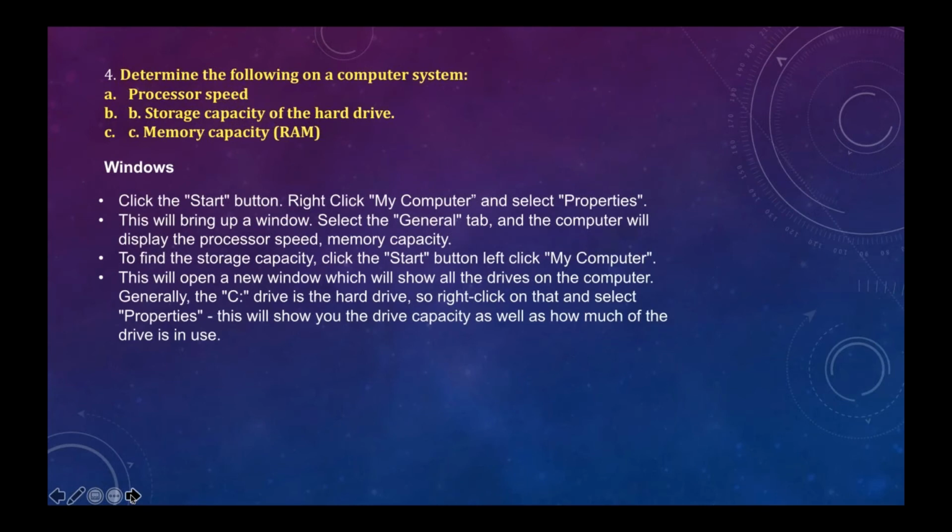And then determine the following on a computer system: processor speed, storage capacity, and the hard drive and memory capacity. So for Windows, it's a simple technique that you need to use. You click the start button, and then you go to my computer, select properties, and then it will give you a tab that can show you the processor speed, the memory capacity. And to find the storage, you also click the start button and go to my computer. And then generally, if you look at the drive C, it will give you the properties of that drive and show you the capacity.